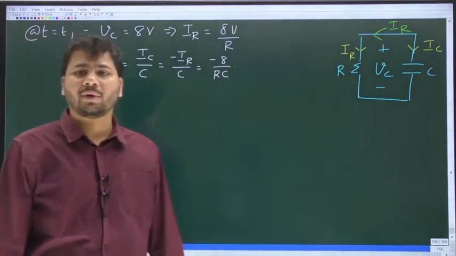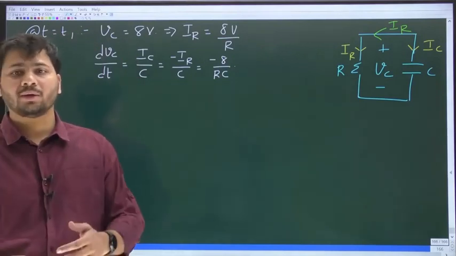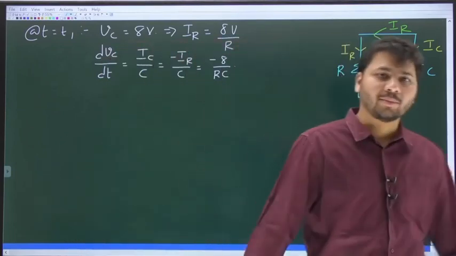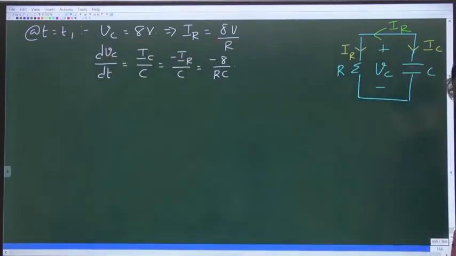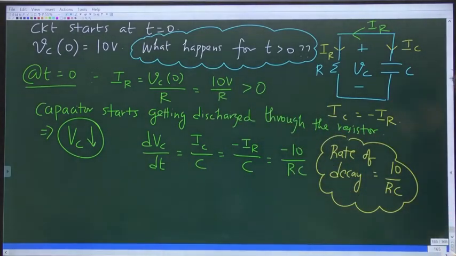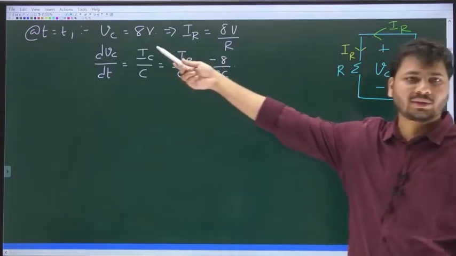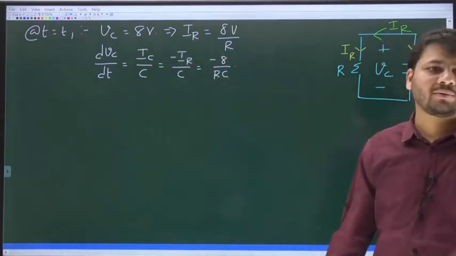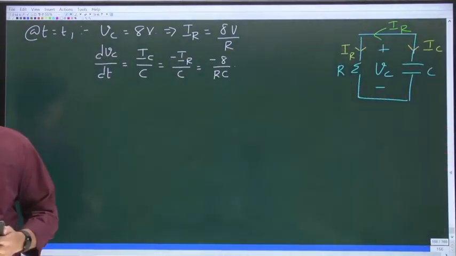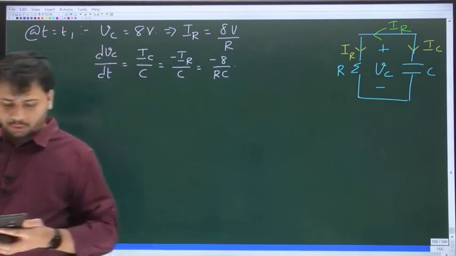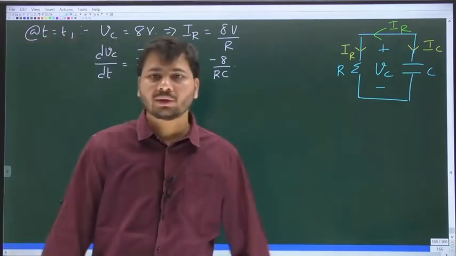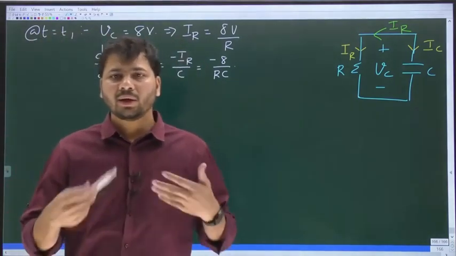So now what is the rate of decay? Tell me, at t equal to 0, what was the rate of decay? 10 by RC, yes or no? Initially, at t equal to 0, the rate of decay was 10 by RC. After some time, at t equal to t1, now what is the rate of decay? Did you say 8 by RC? Yes, very good. Now the rate of decay is 8 by RC. So what happened to the rate of decay? Did it increase or decrease?